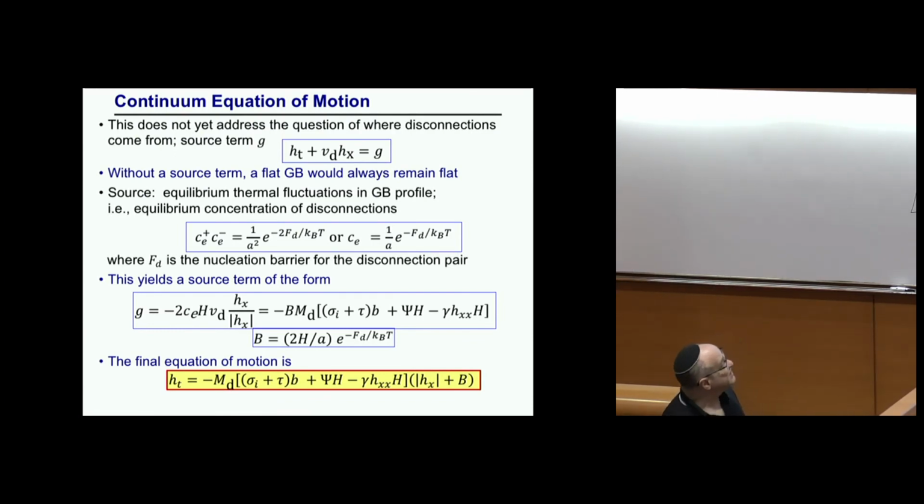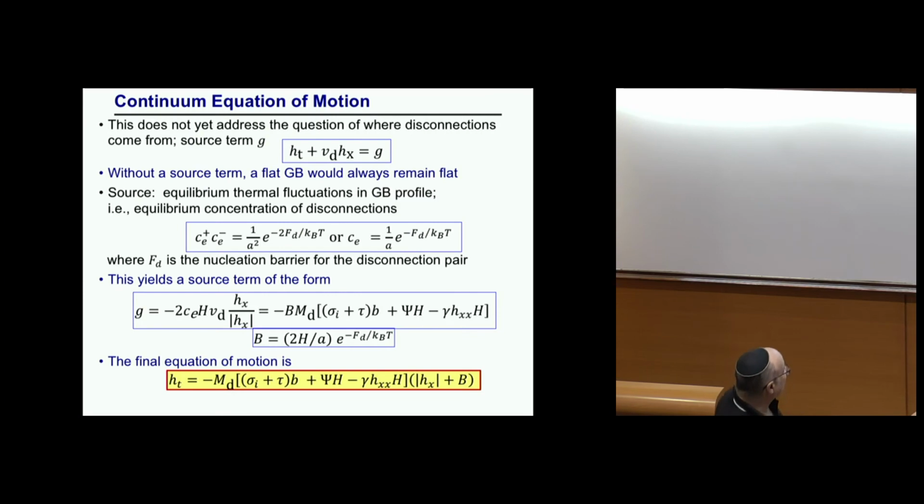B now comes from this source term. So if I had a classic problem where I just had mean curvature flow, I'd have this term be non-zero, and this and this would be 0. I would have this, and I need another constant in front, which has to do with nucleation.